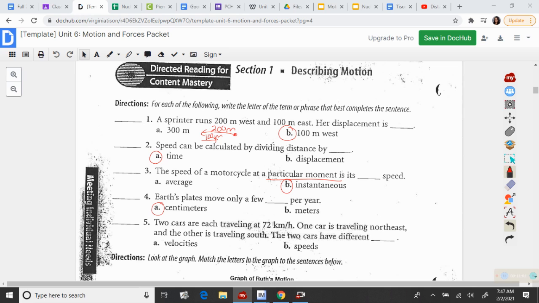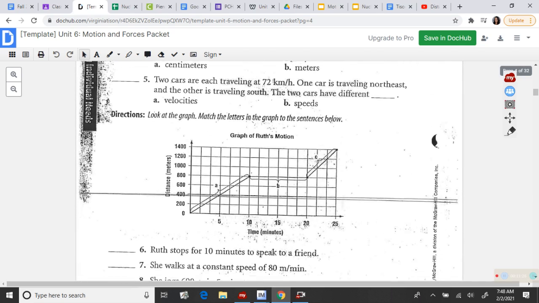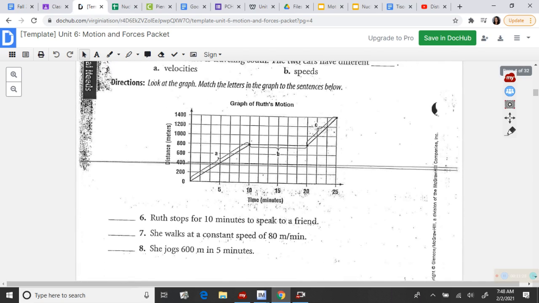Two cars are each traveling at 72 kilometers per hour. One is traveling northeast and the other is traveling south. So they have the same speed but different direction, and we'll learn tomorrow that different direction would be velocity. Now we're going to look at the graph below and answer the questions. It says Ruth stops for 10 minutes to speak to her friend. If she stopped, her distance is not increasing, so B would be that.